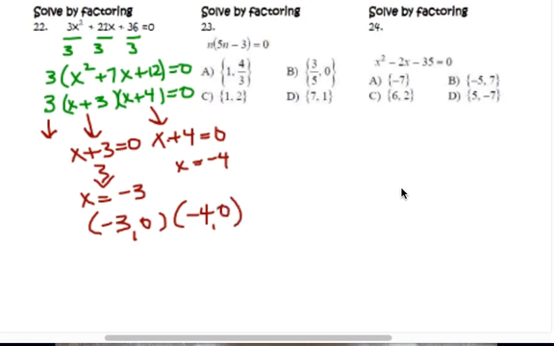Very good. Okay, so 23, we've got some options here. 23 says solve by factoring. Okay.